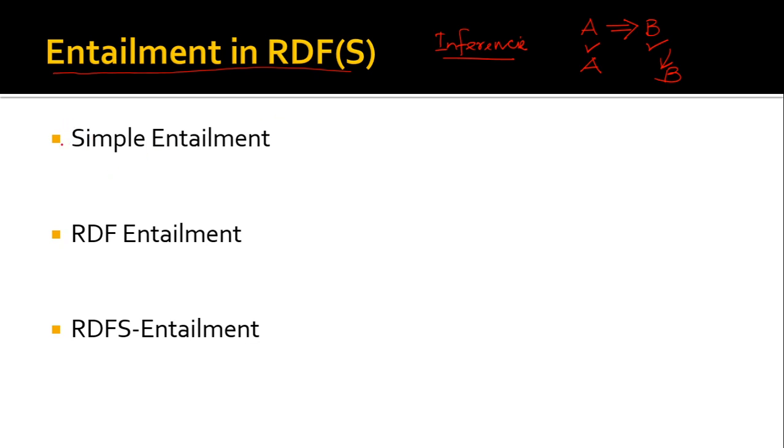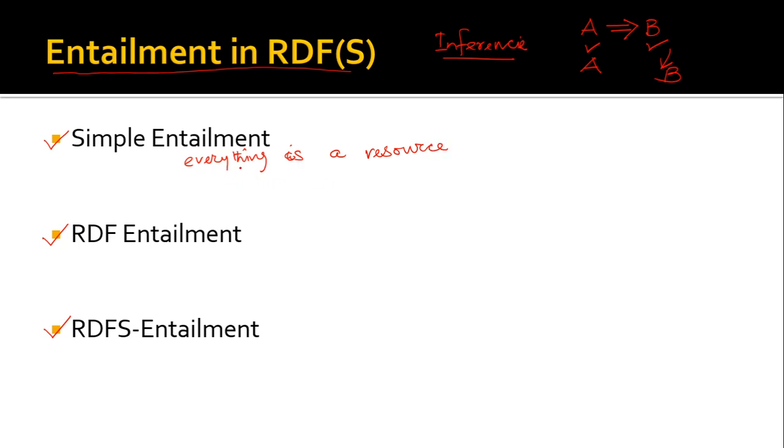There are three types of entailments we will be talking about. One is simple entailment, the second is RDF entailment, and the third is RDFS entailment. Now, what do we do in simple entailment? We know that in an RDF or RDFS database, everything is a resource, right? That is the first thing we know. Everything is a resource, right?